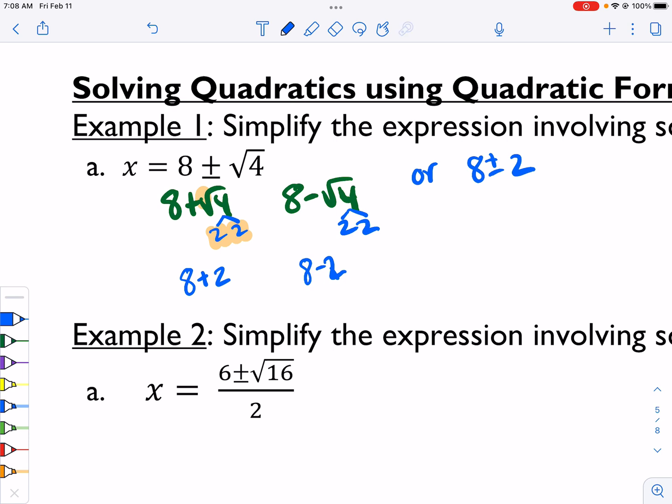So if you're choosing to write it like this, then you want to think of this part right here and break it into two separate problems. That it means 8 plus 2 and 8 minus 2. So 8 plus 2 gives us 10, and 8 minus 2 gives us 6.